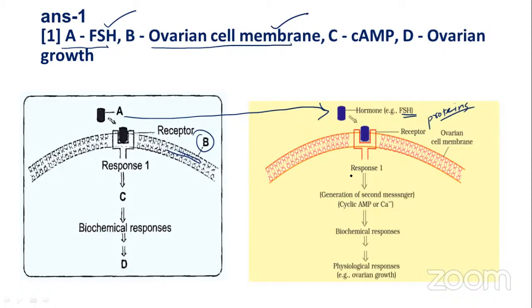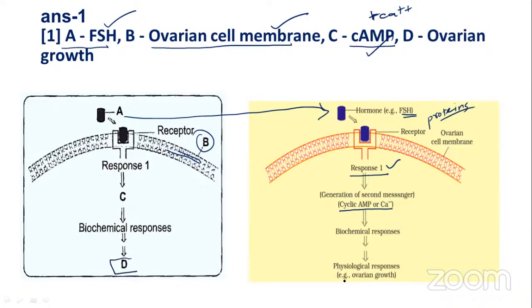The first response that I have given: during this process, generation of the second messenger is induced. Which one, you know? The cyclic AMP and calcium ion. Here they have given only the cyclic AMP. In addition to this one, you have to add the calcium, a bivalent cation, in C. The last one is called ovarian growth.